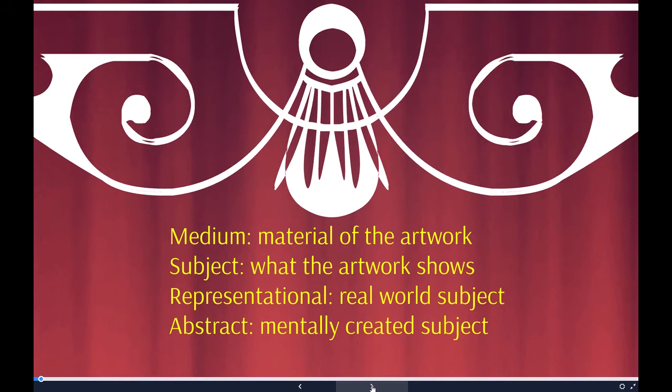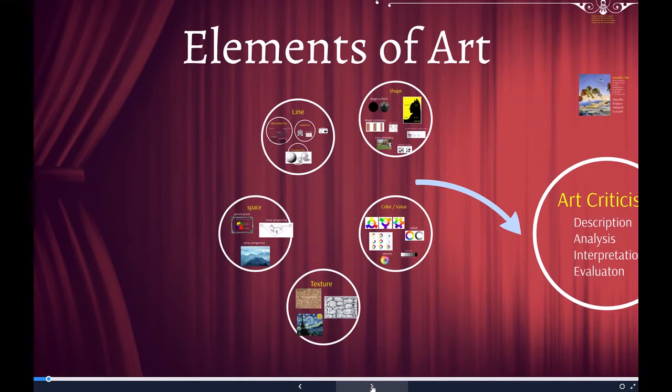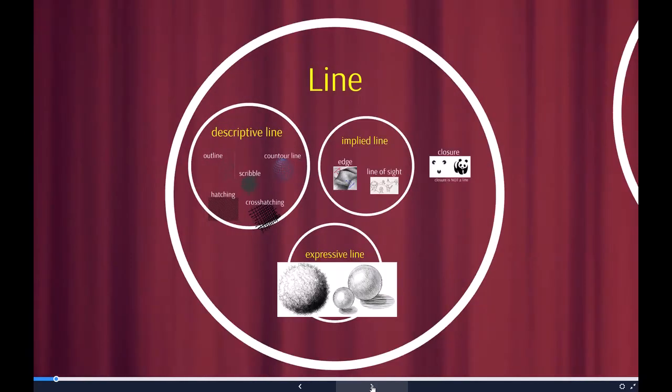We can have a subject that is between representational and abstract, and in that case we use the term abstracted, A-B-S-T-R-A-C-T-E-D. So I can say it's a person, but it's an abstracted person. All right, let's look at the elements of art. Let's start with line.